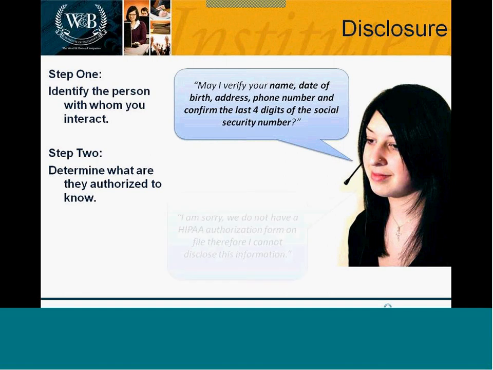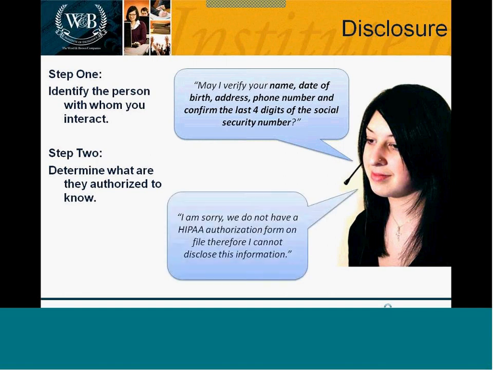When it comes to disclosure, we have two steps that we think about. Step one is we want to identify the person and what their relationship is to that information. So ask them, may I verify your name, date of birth, address, phone number, and confirm the last 4 digits of your social security number. This is information that we have on hand that we can use to try and identify the person on the phone.